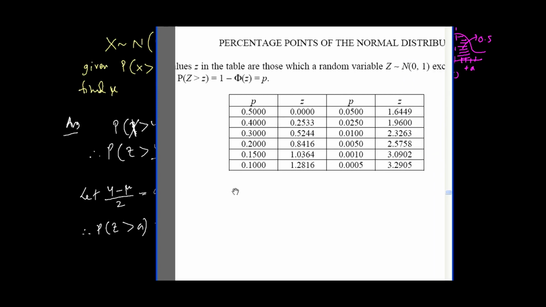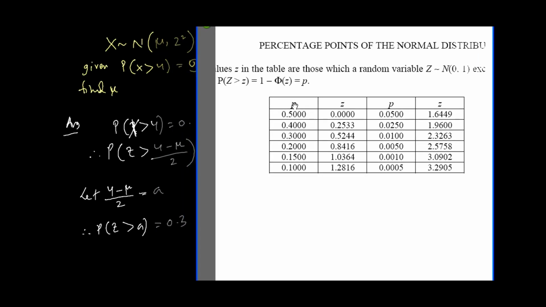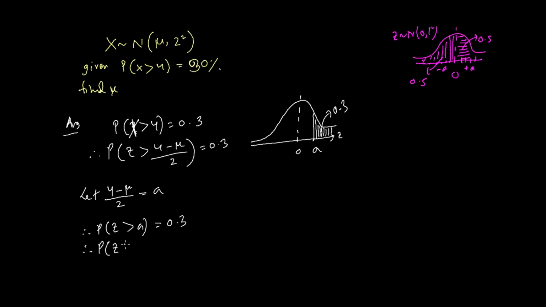So now we are looking for the value of z. Z is greater than what? The probability is 0.3. So we have the probability as 0.3. So we look up the probability here. So here, since we are doing the opposite, we know the probability. So if the probability is 0.3, then the value of z is going to be 0.5244. So that's it, we got the value of a.